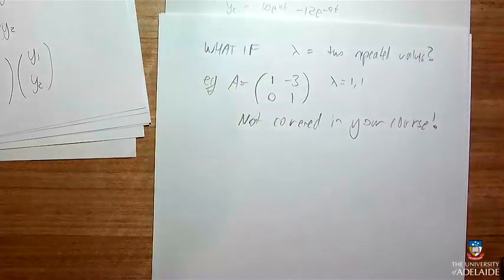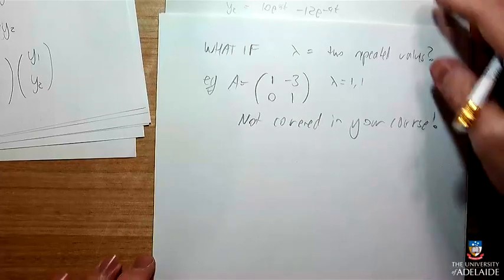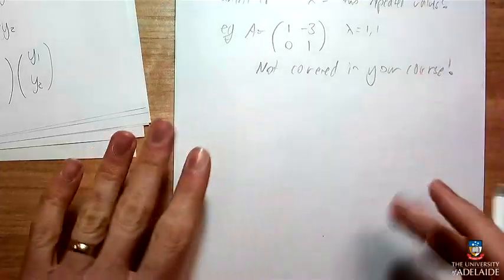If you had a 3 by 3 matrix, it might be possible to get two of the same eigenvalue with different eigenvectors to go with them. If you did get two different eigenvectors to go with that one eigenvalue, then you could just do exactly what you normally do, vector e to the lambda t and other vector e to the lambda t, and it'll all be okay. But it's not covered in your course.